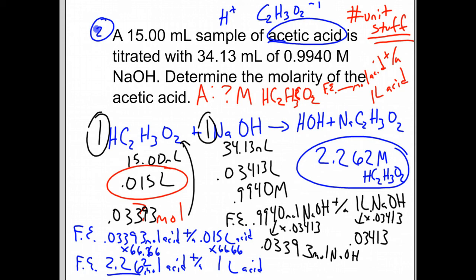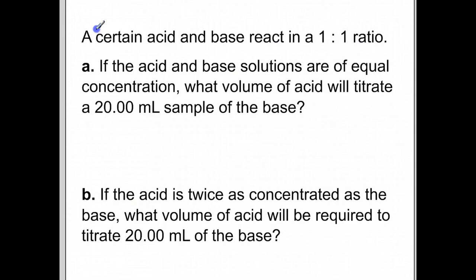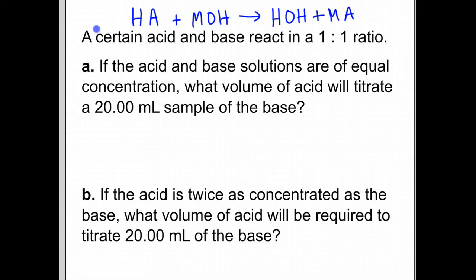Let's go ahead and skip over to question number 4, if I can. Okay, so it says a certain acid and base react in a 1-to-1 ratio. So that just tells me that I've got an acid, I've got a base, and they're going to form HOH and a metal and an anion. And the important part is that this is 1-to-1. And so they say if the acid and base solutions are of equal concentration. Okay, well, if they're of equal concentration, let's just make up a number. If this is 1 molar, then this is 1 molar. And it says what volume of acid will titrate a 20 milliliter sample of base? Well, if this is 20 milliliters and it's a 1-to-1 ratio and they're both the same concentration, that's just 20 milliliters. Okay.